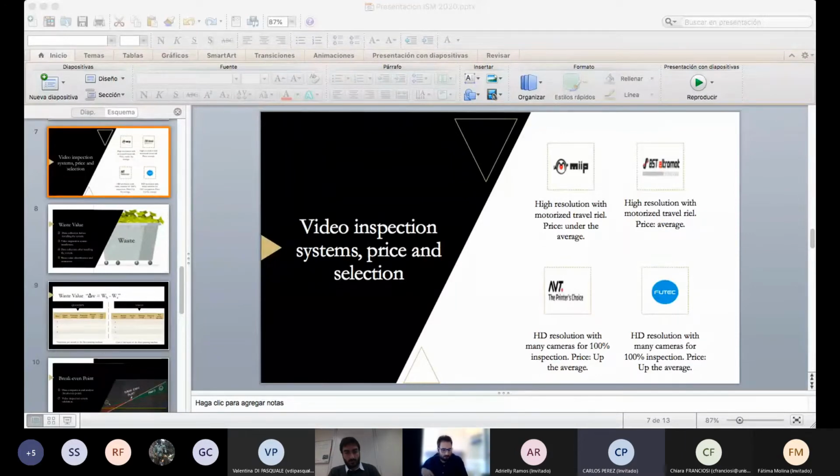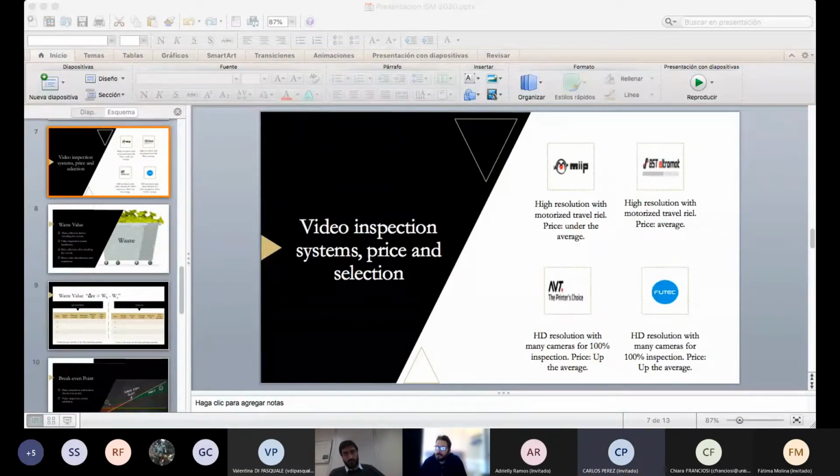Good afternoon, everyone. My name is Carlos Perez. I'm an electronic engineer from National University of Mexico, and I'm going, oh, sorry, this is not the first one. Let me start again. Good afternoon, everyone. My name is Carlos Perez. I'm an electronic engineer from National University of Mexico, and I'm going to present you the paper with the topic Waste Reduction in Printing Process by Implementing a Video Inspection System as a Human-Machine Interface.